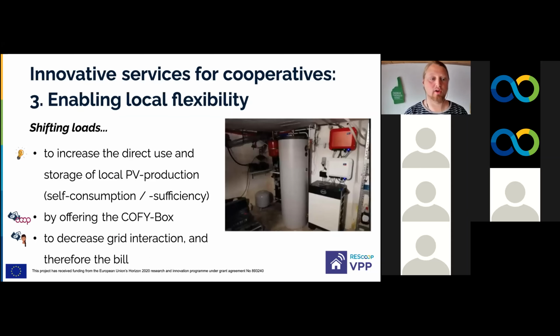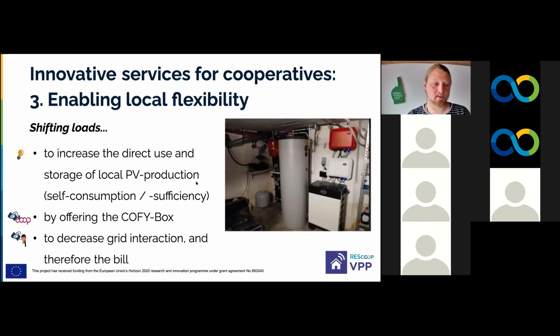Then the next step is to actually shift loads. And so we have three more services about shifting loads. The first service is to enable local flexibility by shifting loads, so to increase direct use and storage of local PV production. So the aim is to increase the self-consumption and also the self-sufficiency.